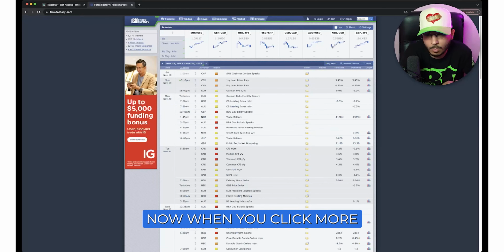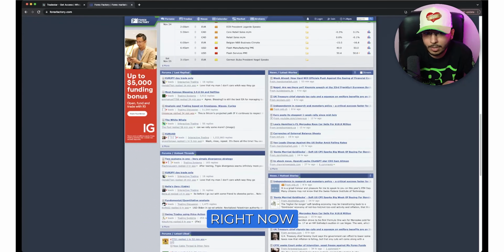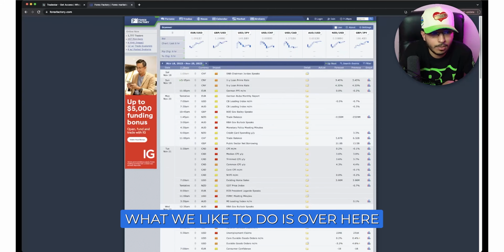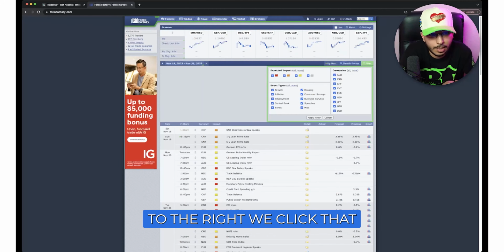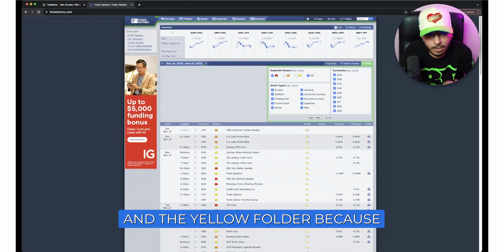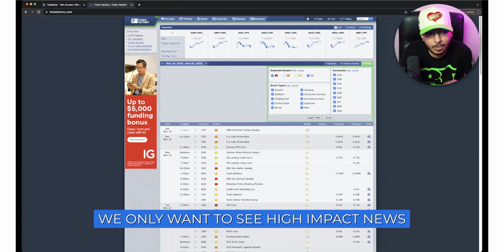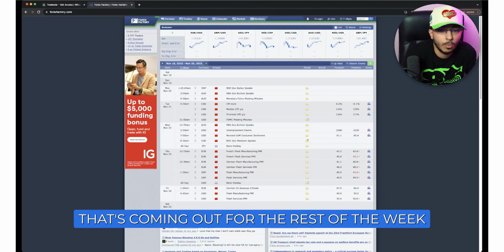Now, when you click more, you see all these different folders, right? What we like to do is over here, there's a little button called filter to the right. We click that and we uncheck the orange folder and the yellow folder because we only want to see high impact news. We hit apply. Now we're able to see all the high impact news that's coming out for the rest of the week.